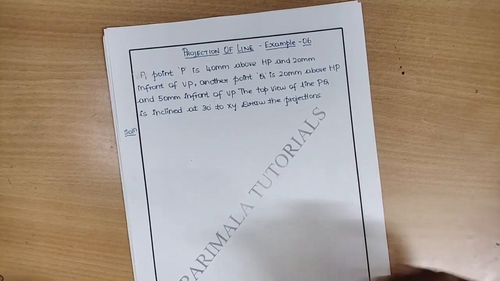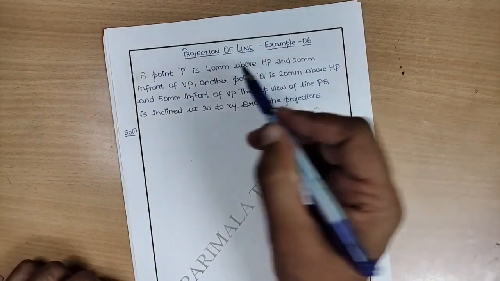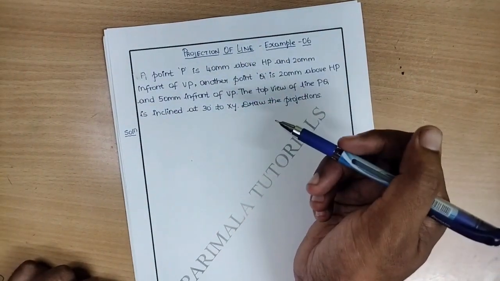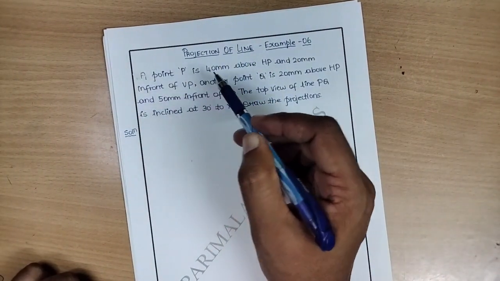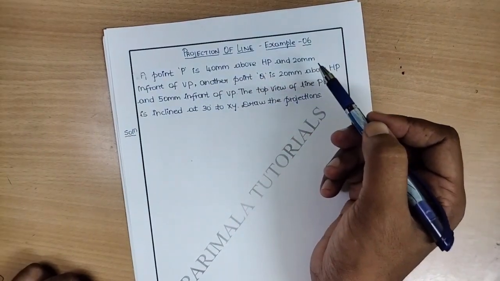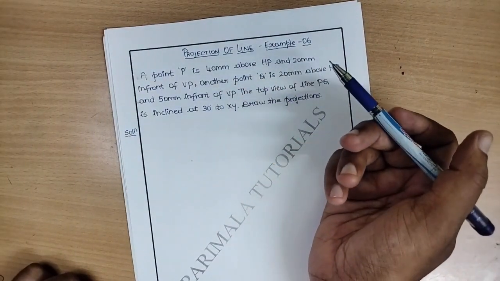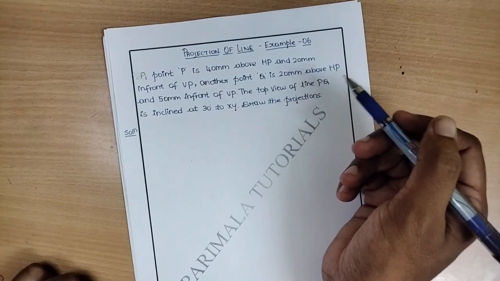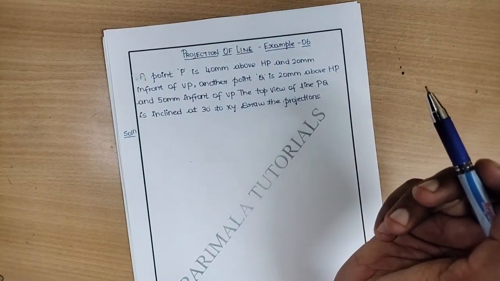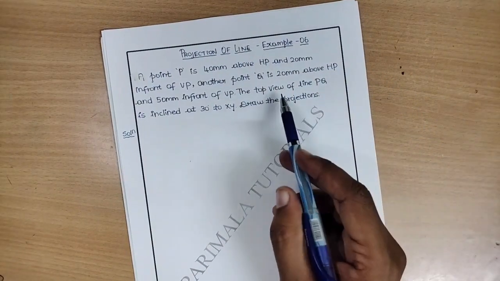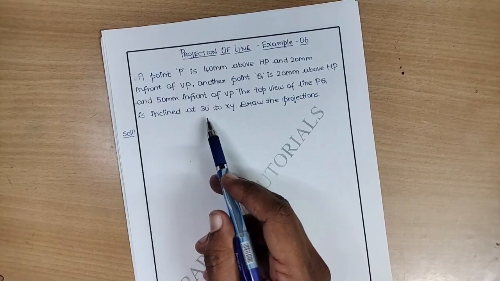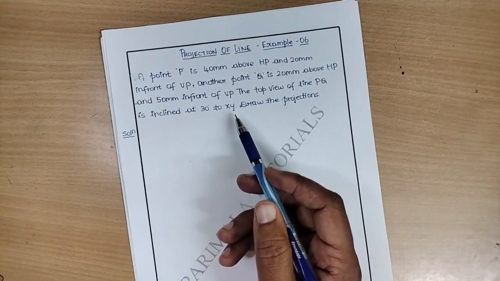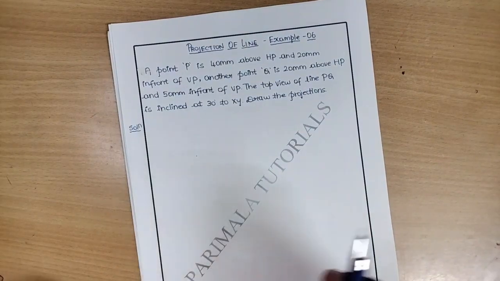In this video, let us see example 6 on projection of line. The question is like this. A point P is 40 mm above HP and 20 mm in front of VP. Another point Q is 20 mm above HP and 50 mm in front of VP. The top view of the line PQ is inclined at 30 degrees to the XY. Draw the projections. No inclinations are given.